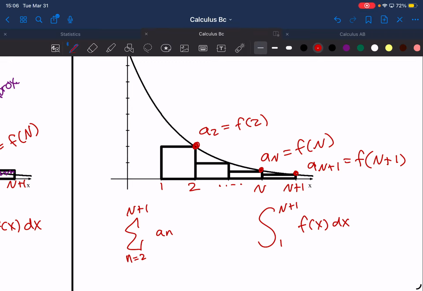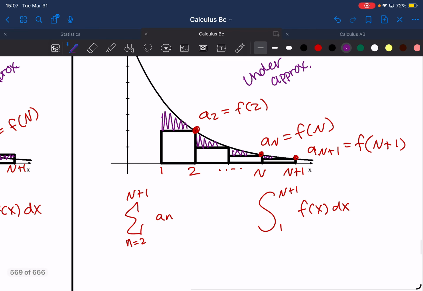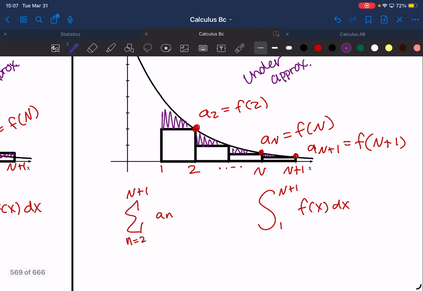And then in order to decide what inequality goes between them, we have to look at this Riemann sum and ask ourselves, is this an over or under approximation? An under approximation, because we have all this space that they're forgetting about. So this is an under approximation, which means the summation of all those rectangles is going to be what in comparison to the integral? Less than or equal to.